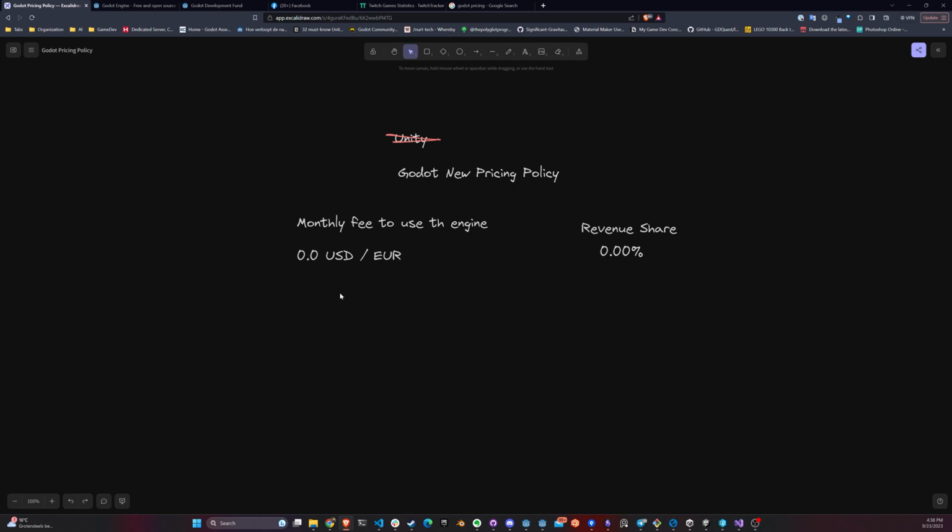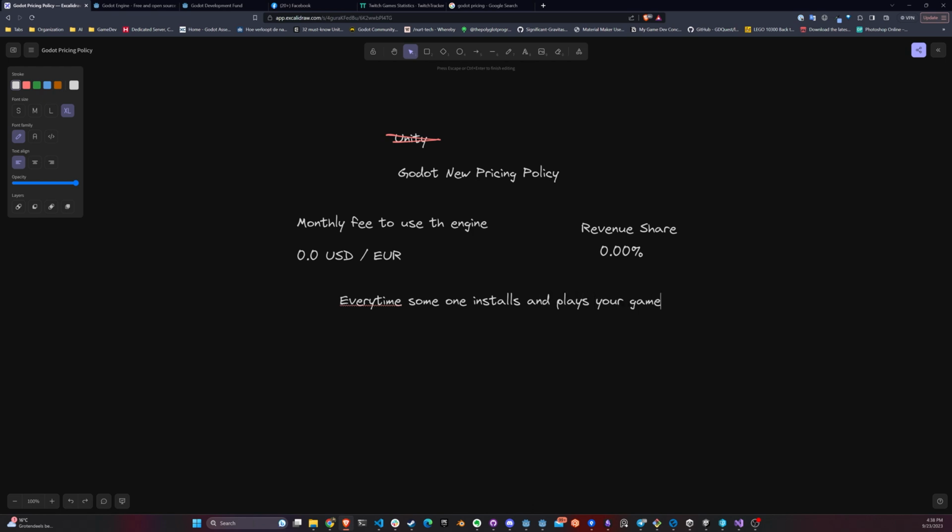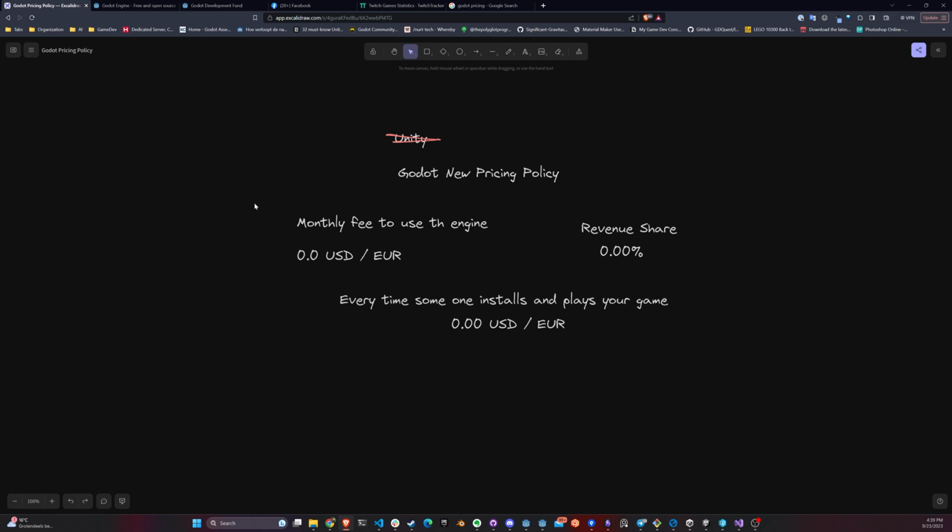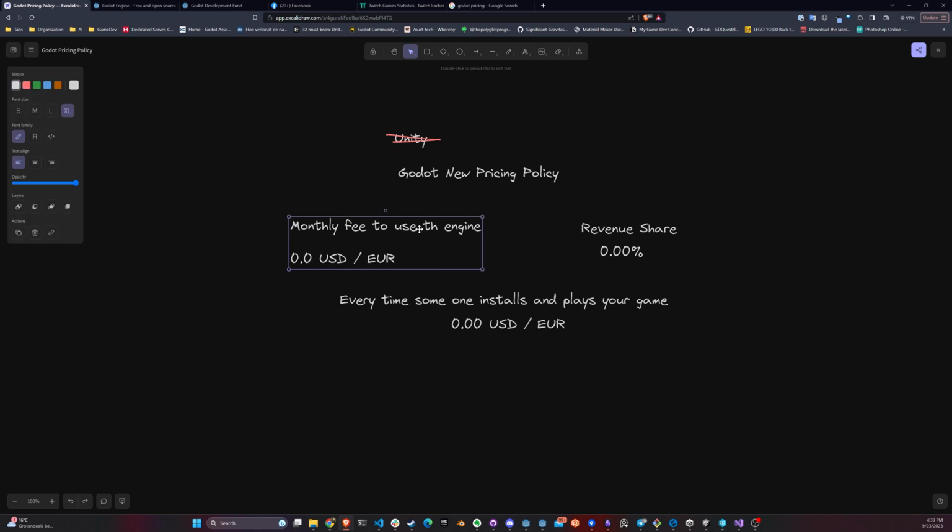And to top it all off, at the end of all this, you also need to pay an install and play fee, which you have to pay every time someone installs and plays your game. And for the Godot engine, that amount is a total of 0.0 USD or euros, again, depending on what currency you're comfortable with. So this is all you're going to spend to use the Godot engine from here on out and ever since it was invented.